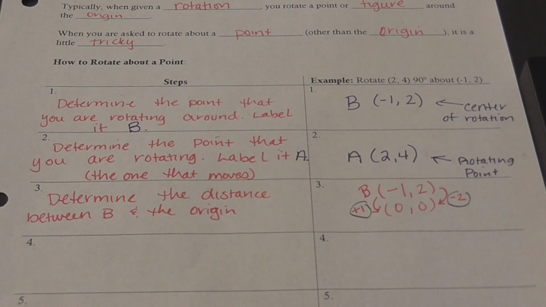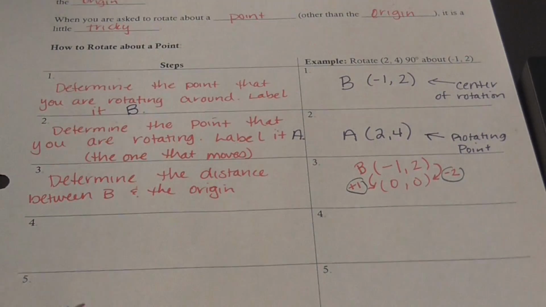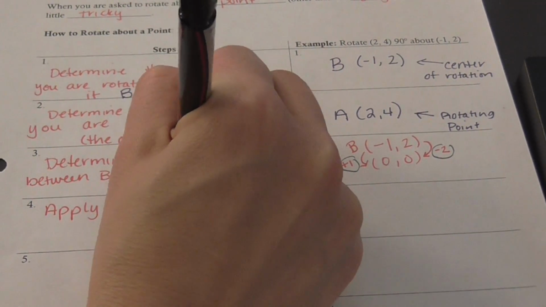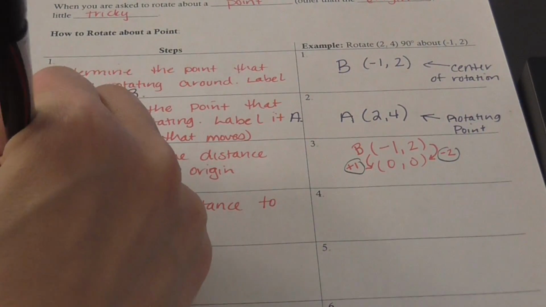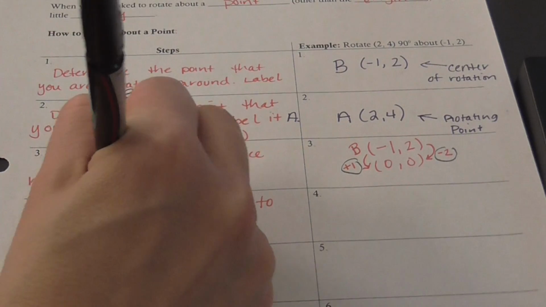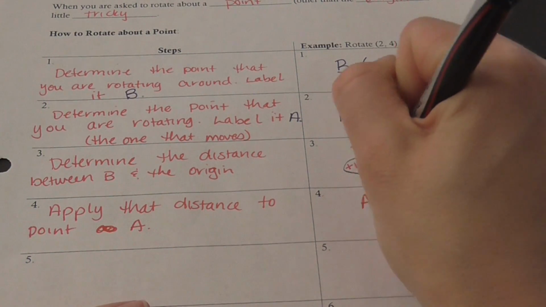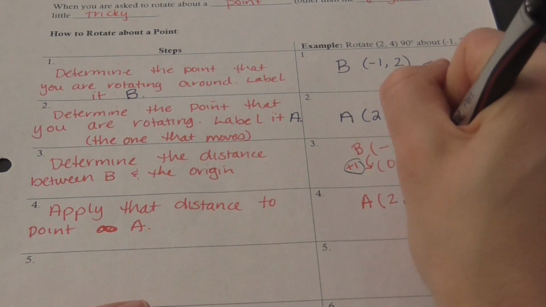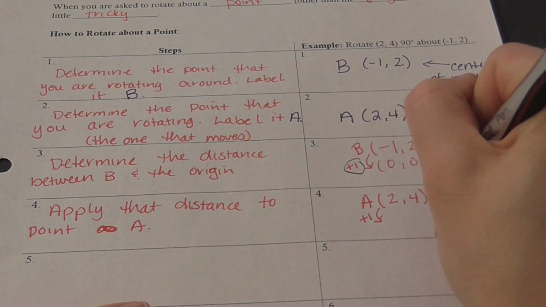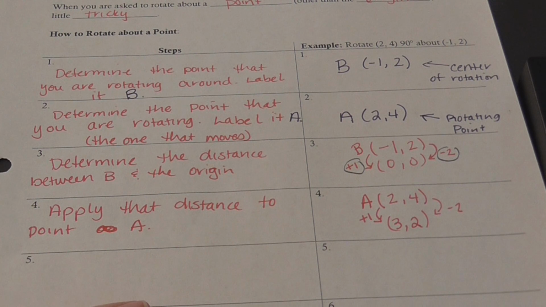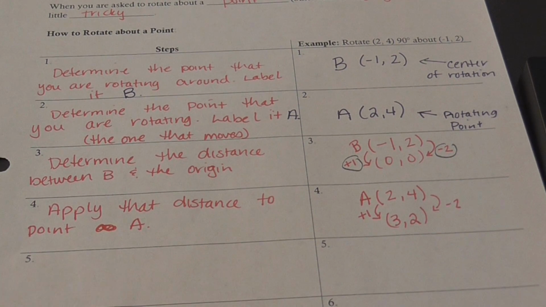For step 4, we're going to apply that distance to point A. That distance from step 3 needs to be applied to point A. So we write point A, the point (2, 4), and I'm going to add 1 and subtract 2 to get a new point. 2 plus 1 is 3, 4 minus 2 is 2. So it becomes the point (3, 2).